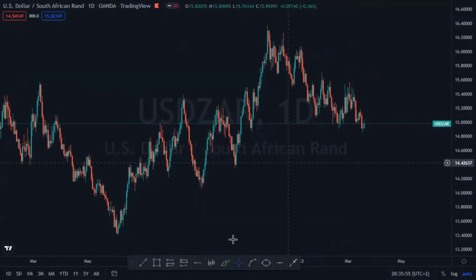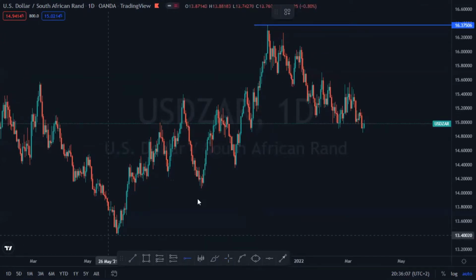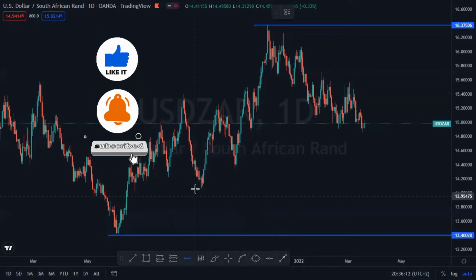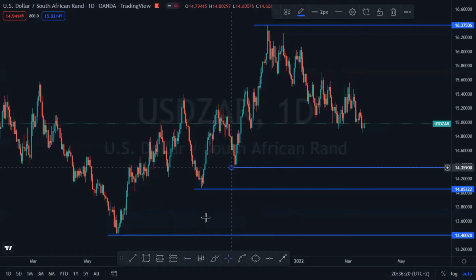So on the daily structure, let's focus on the current market, right? So we have a high. Let's identify our daily high, and let's also identify our daily low, right? And notice that in between we have levels where the market actually rejected. So let's also identify those levels, right? And let's identify the recent one.